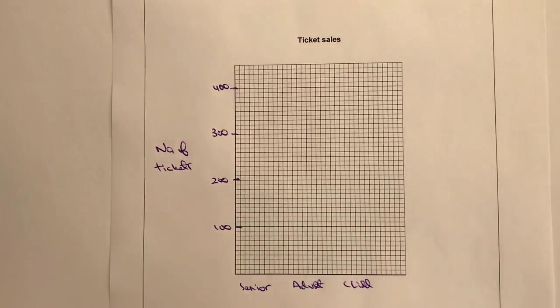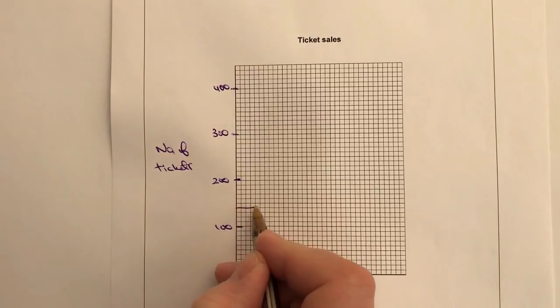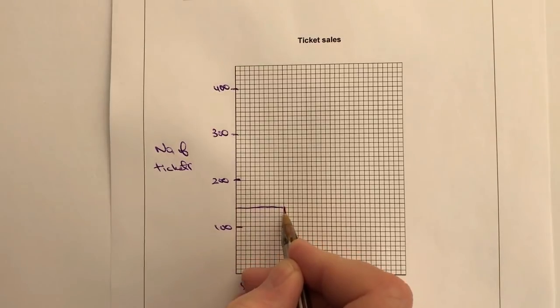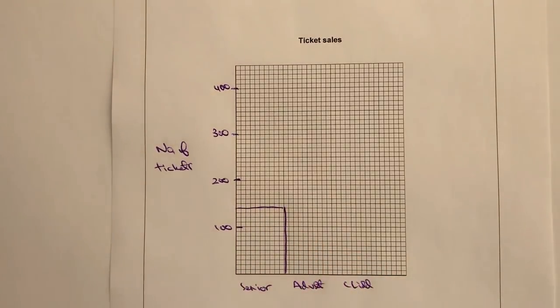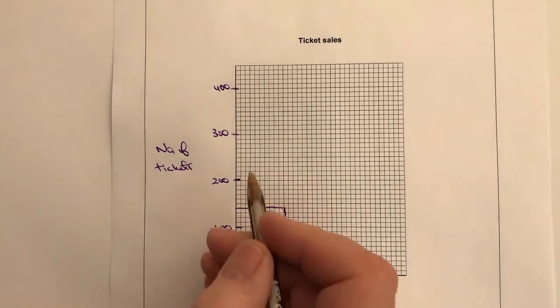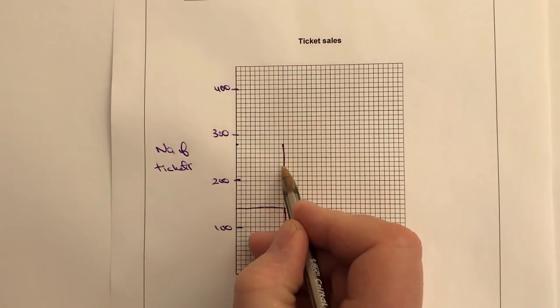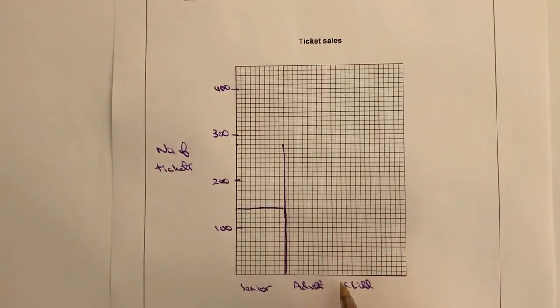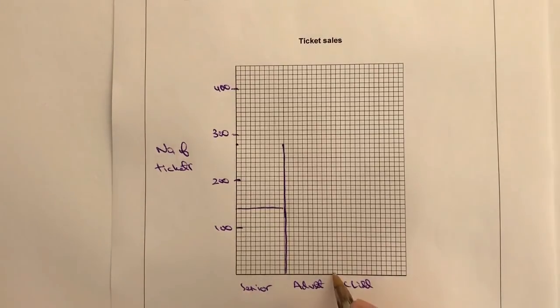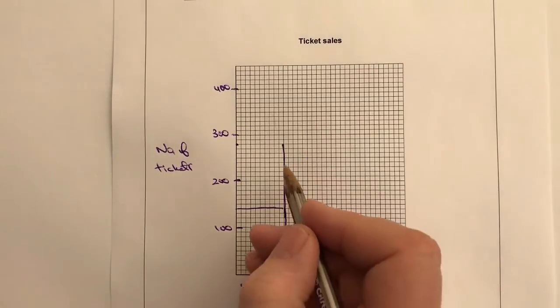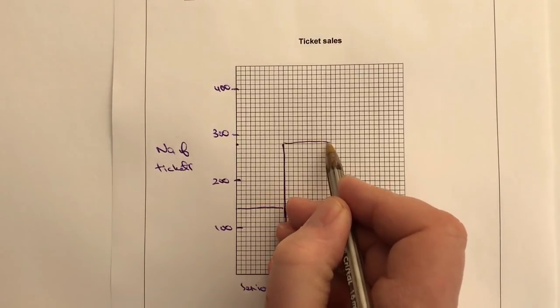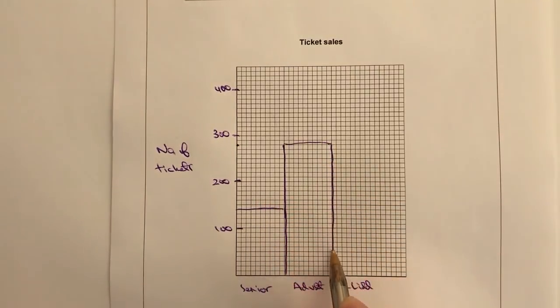So in terms of the seniors, we've agreed that the seniors is going to be 140, so that's up to there and then down again. In terms of the adults, what we've said is that's going to be 280. Well, that's all the way up there. So I'm going to go up to here, and I'm going to go along to about, it's difficult to see in this light, but it's going to be along to about there. So there's a very wobbly line.